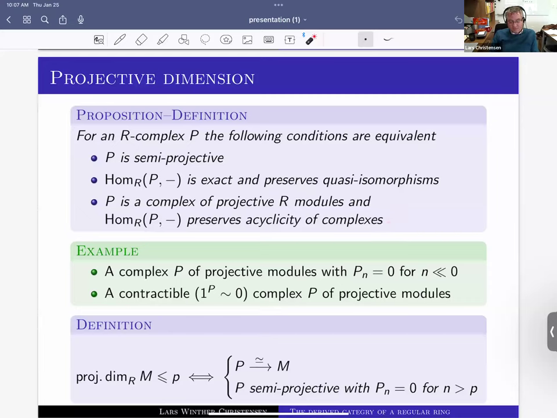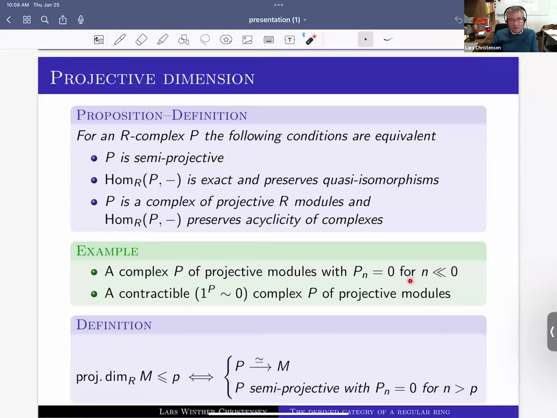Two important, trivial, but in this talk actually important examples of semi-projective complexes are just any old complex of projective modules, as long as it's zero in low enough degrees. So a complex of projective modules that's zero in low degrees, something that looks like the projective resolution of a module.